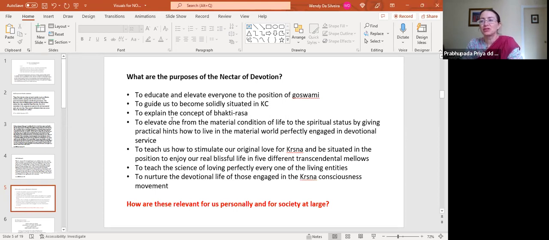It's what Krishna calls yoga karmasu kaushalam, the art of all work. The art of living in this world is the art of transforming material into spiritual by engaging everything in Krishna's service. And how is this relevant for society at large?